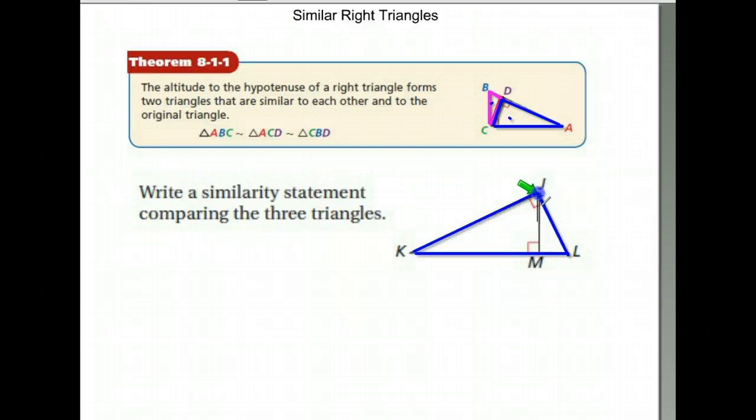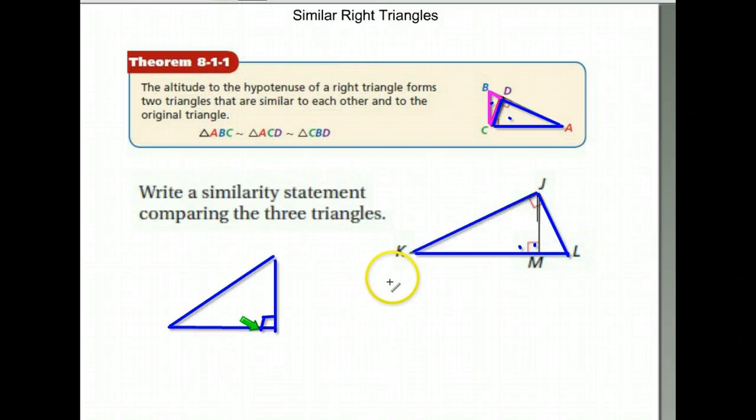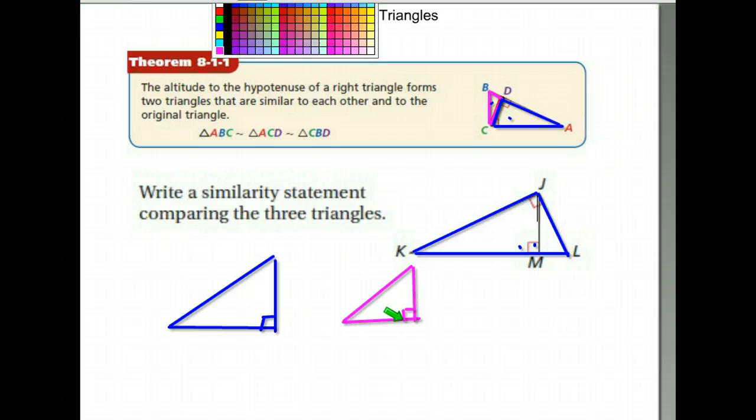Okay, so I want to redraw that triangle to look like the others. So I'm going to draw them all like this, all of them pointing this direction with my right angle right there. Okay, so that's what we want to do. That's the easiest way to line up your parts. So I have the big one, I have the medium-sized one, and I'm going to have a little one.